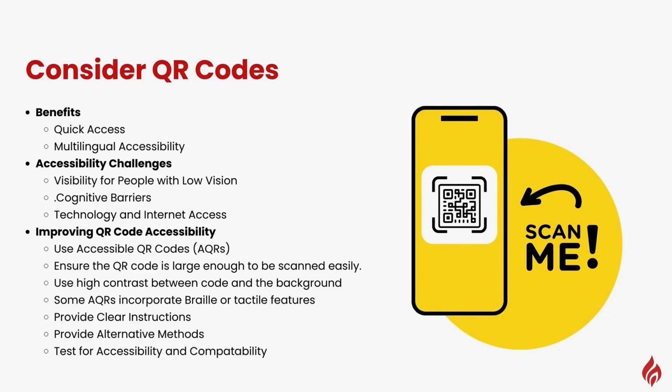So for some people, like those with visual impairments or also with cognitive disabilities, scanning this kind of code might not feel intuitive, or it could be confusing without clear instructions. And of course, we also know that not everyone has access to a smartphone or even to a reliable internet connection. And this can also limit their ability to use QR codes. So how do we address these challenges? How do we make these codes work for everyone?